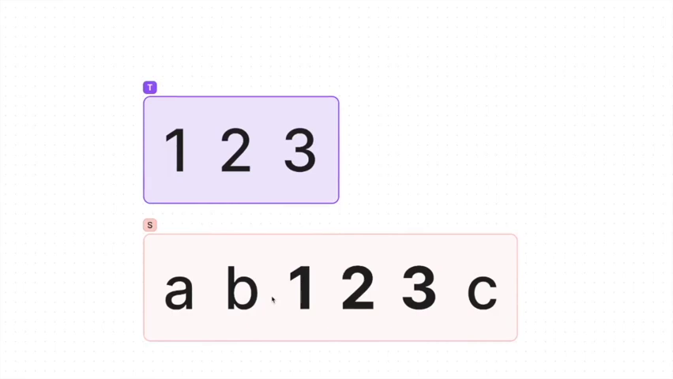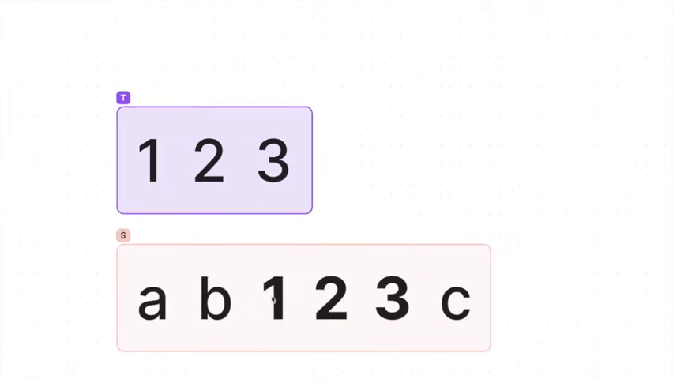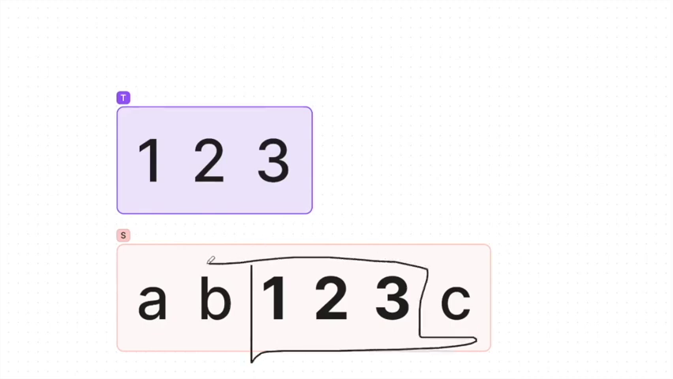So here we have S equal to A, B, 1, 2, 3, and C, and we have T equal to 1, 2, 3. Now this one is pretty straightforward. We can see that T can be found in S right here, directly in S, same order, plopped right in the middle.